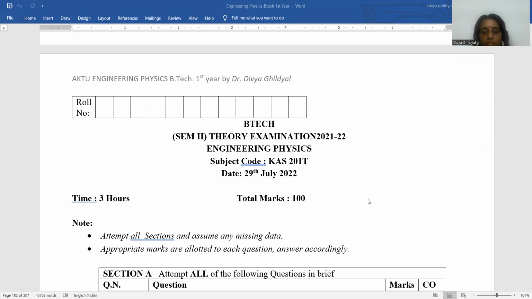Hope you all went well with the question paper which came on the 29th of July 2020. Here presenting to you the complete solution of your engineering physics paper.